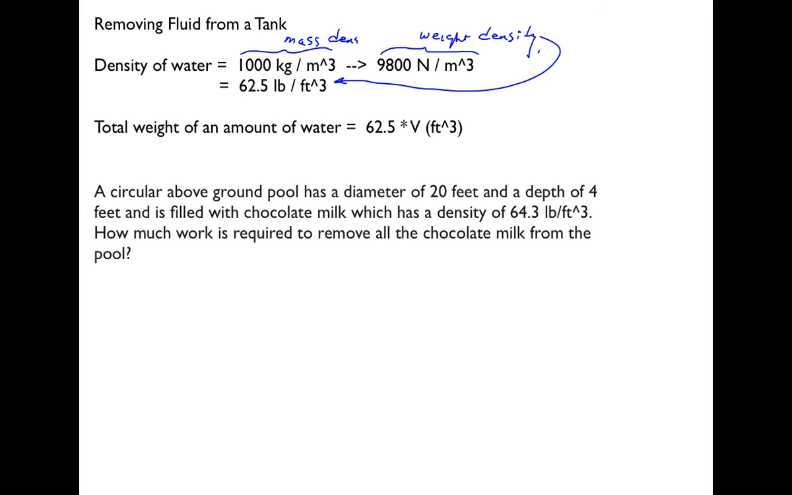Okay, so here's an example. A circular above ground pool has a diameter of 20 feet and a depth of 4 feet and is filled with chocolate milk, which has a density of 64.3 pounds per foot cubed. How much work is required to remove all the chocolate milk from the pool?